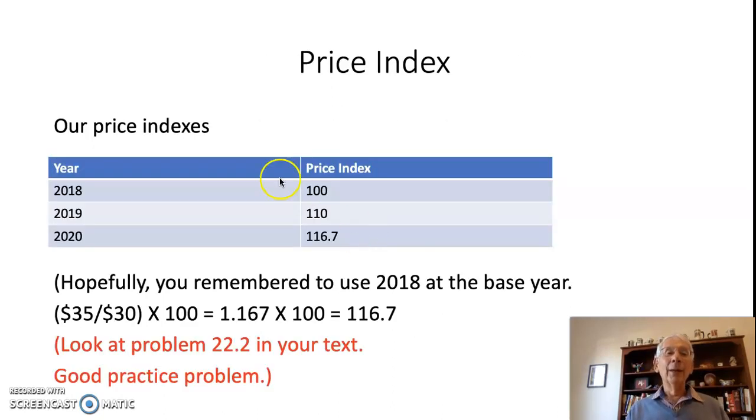Okay. Well, what you see now is our price indexes, sometimes people say indices, you can use either one. In 2018, the base year, it's 100. Whenever the price index is 100, we know that's the base year. In 2019, it was 110, and hopefully you got 116.7 for 2020. We still use 2018 as the base year. Now, there's a really good problem in your text, Problem 22.2, it's good practice. Remember, the answers are always in the back.